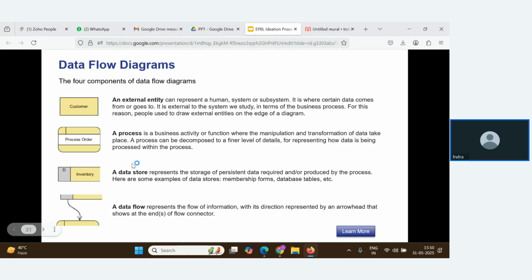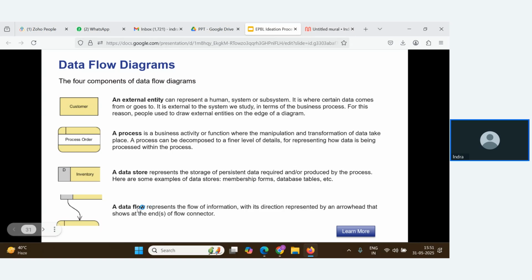Then you have a data store. A data store is represented with open-ended rectangles. They represent the places where the data is stored. It can be a database, a file, or anything. These are labeled to show what kind of data is stored inside it.